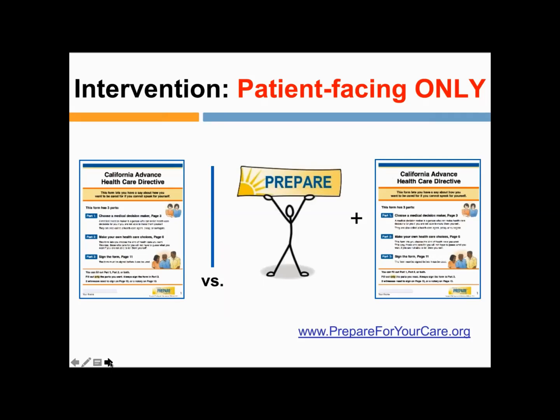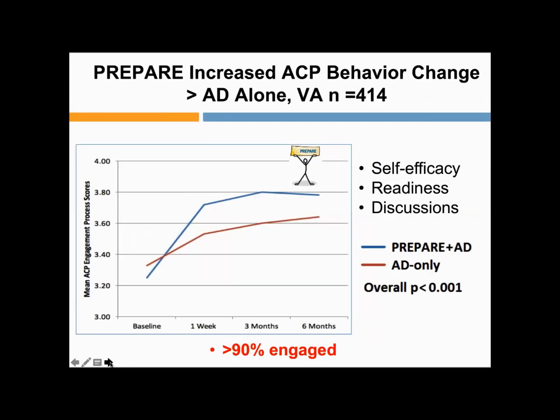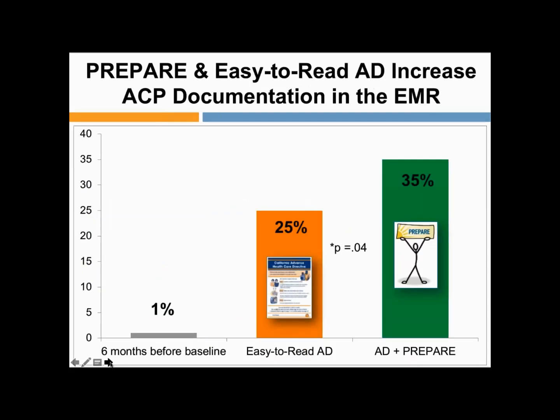So in these trials, we randomized people either to our easy-to-read advanced directive or the easy-to-read advanced directive plus Prepare. And I can tell you that the Prepare group statistically significantly increased advanced care planning behavior change. These are things such as reported self-efficacy or confidence, readiness, having discussions, more than the advanced directive alone. And we found, this is in our VA study, that at 6 months before the study, their advanced care planning documentation rate was 1%. With the easy-to-read advanced directive, we actually got up to 25%, which we were very happy about. But this increased up to 35% with Prepare. And again, this means that patients would be activated to bring this into their medical appointments and get this into the electronic health record.